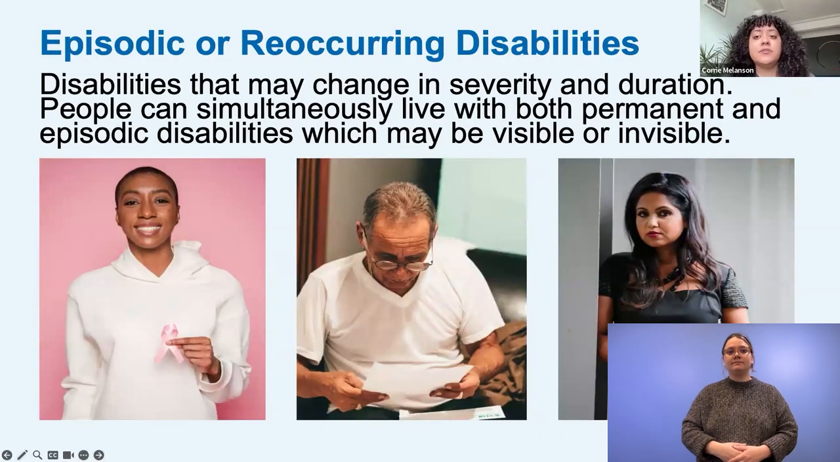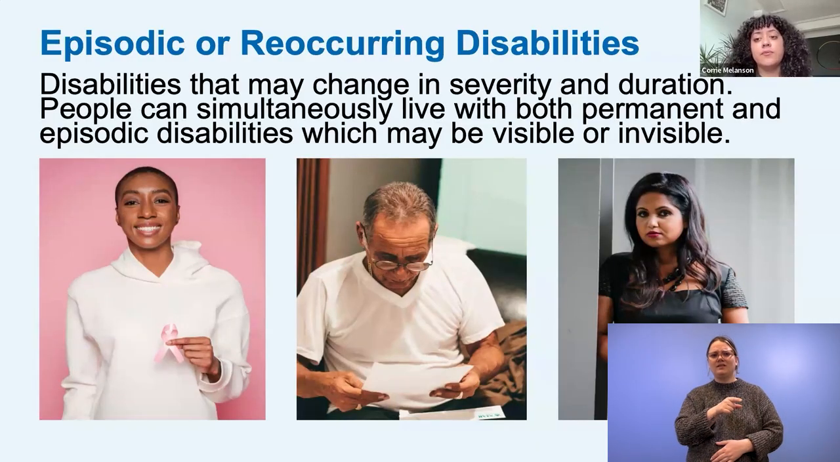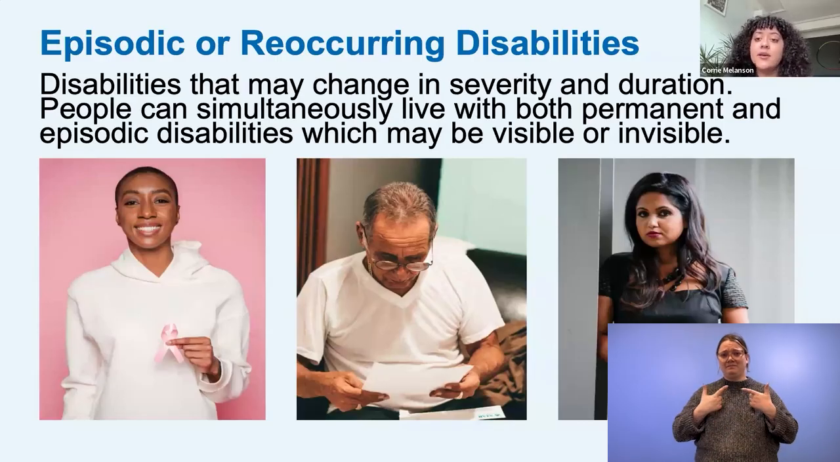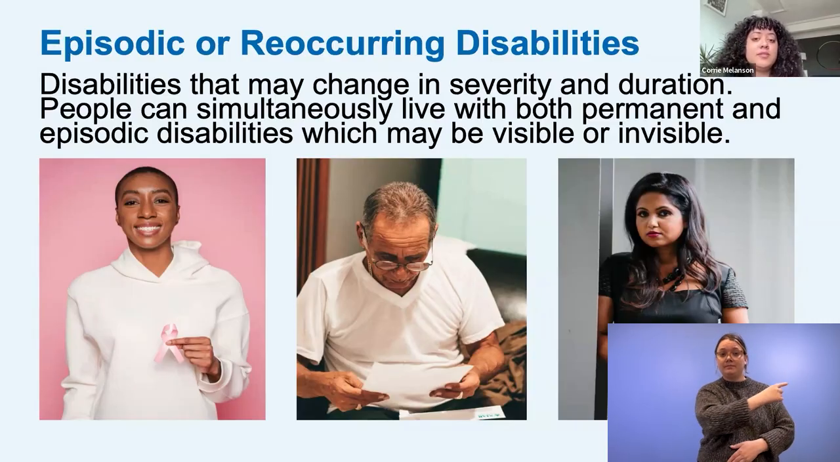And so episodic disabilities are dynamic in nature and change between periods of wellness and disability. So episodic disabilities are really unpredictable, lifelong, and may vary in severity and duration at different times during an individual's life. It is important to note that people can live with both permanent and episodic disabilities, which may be visible or invisible. So on the slide, there are three photos depicting examples of people with episodic disabilities.